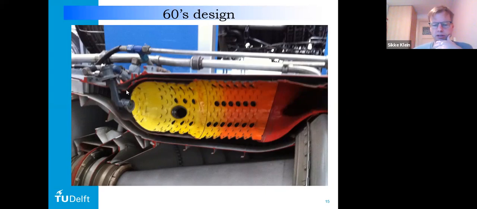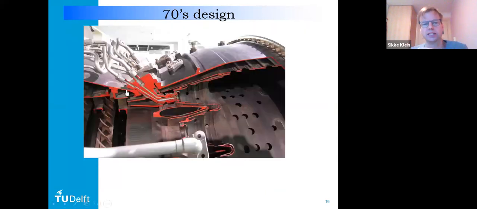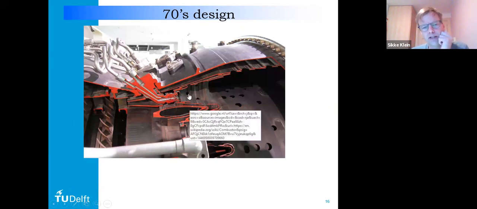So we come to the next slide. This is about the 70s design. That's more the annular situation here. So you have here the burners. You have here the annular combustor.